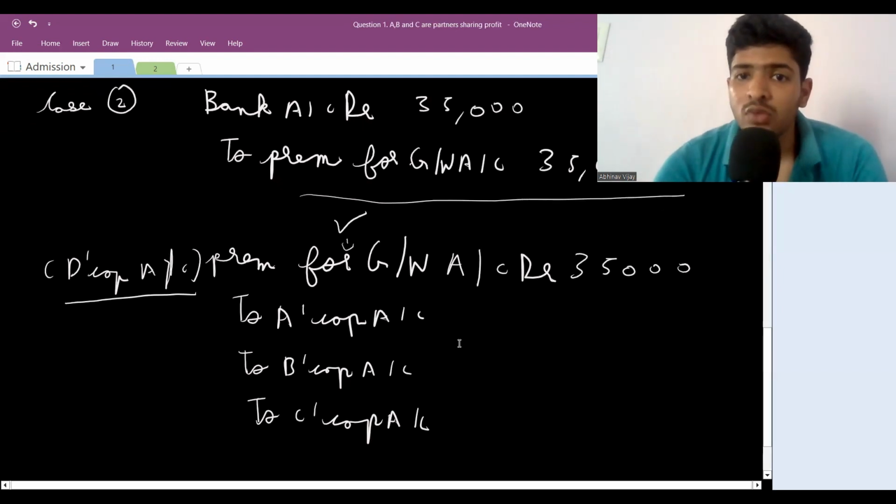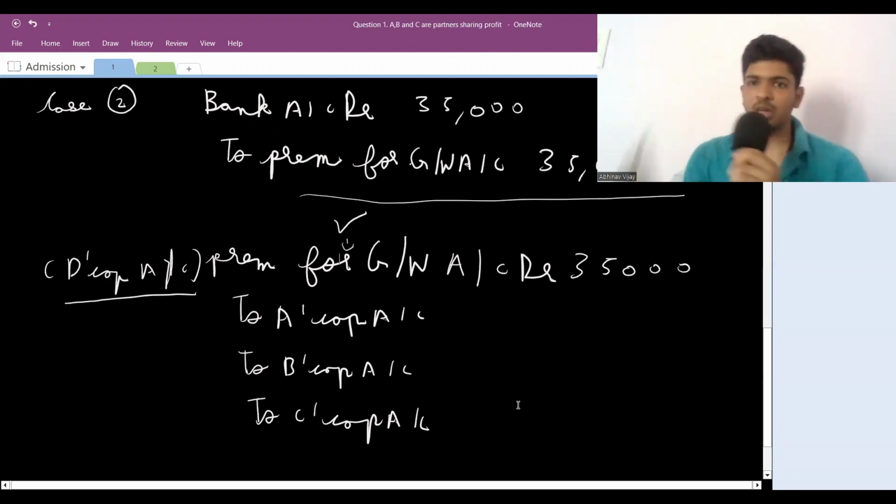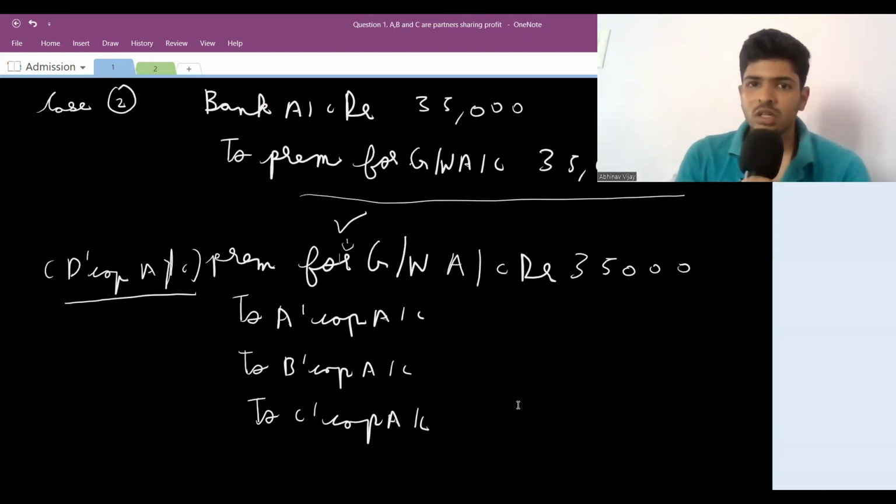Now, what we need to do is find the adjustment entry to be done. So we need to find the amounts to be adjusted in relation to A's capital, B's capital, and C's capital. For that, we do the tabular entry. So we make it such that old partner old ratio, new partner new ratio, that we learned. It's our own method of doing it.